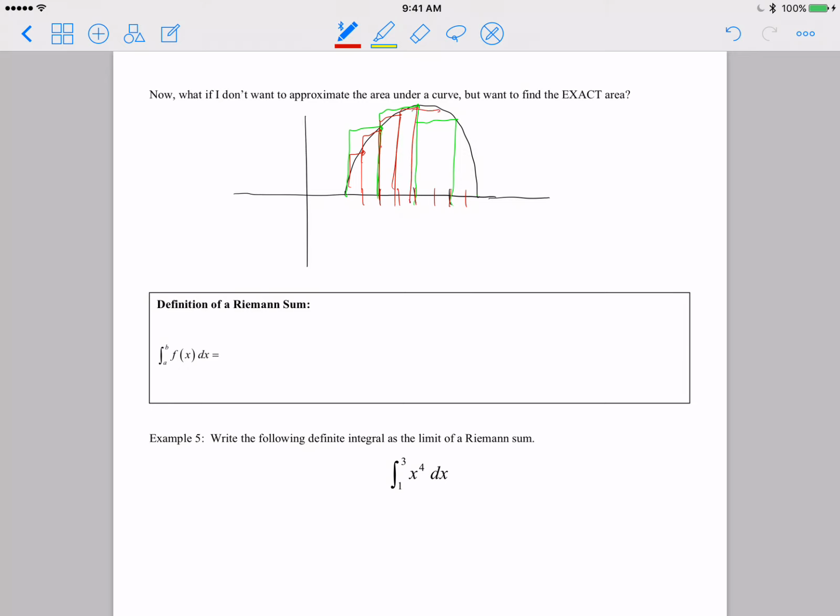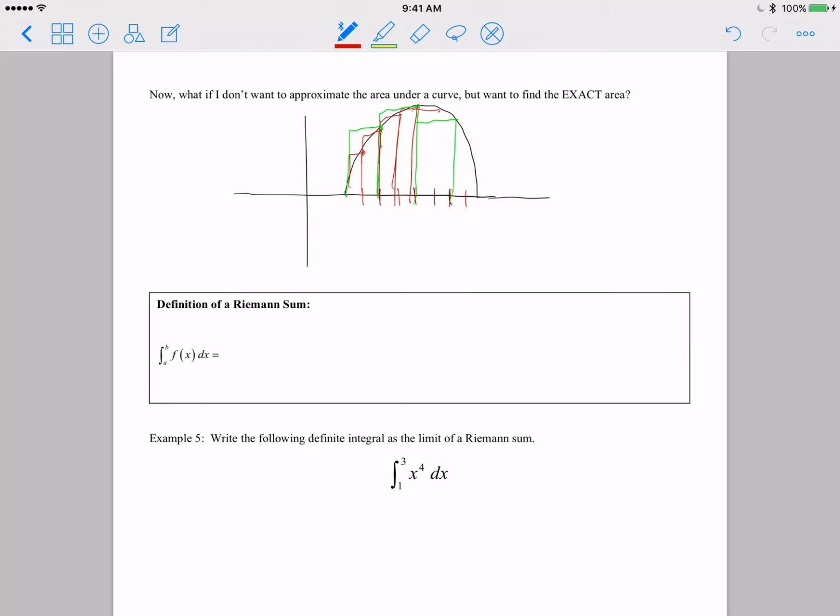Okay, and so what you can notice is that as I take more and more rectangles, I'm getting a better approximation of the area under that curve. And so the idea, and it sounds a little silly, and maybe you're like, well, how can we do that? But what we're going to do is take an infinite number of rectangles. Then we're going to add all of them together.